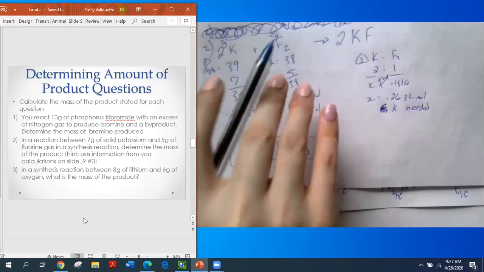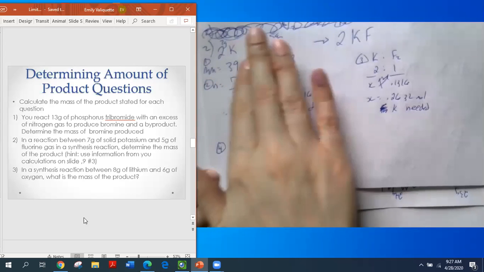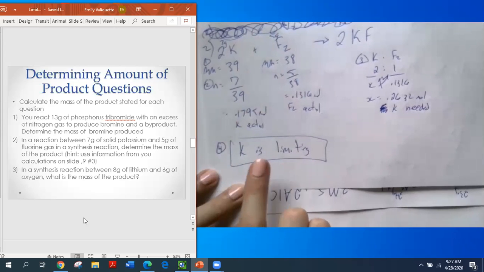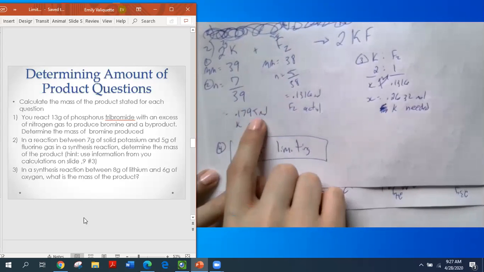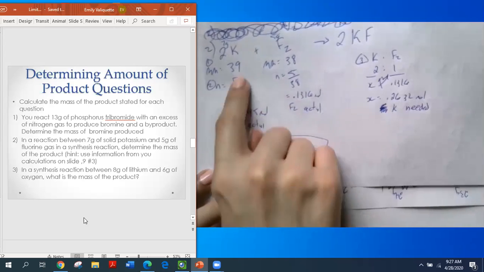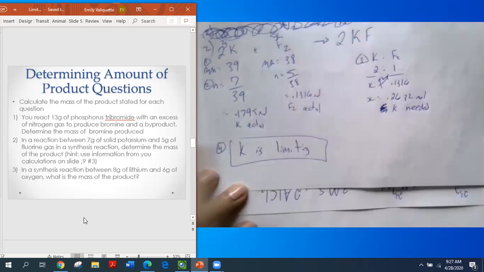So when you're doing these questions, when you're not told which reactant is limiting, you just follow these exact steps. Part 1 of determining the amount of products is to identify your limiting reagent. Once you have your limiting reagent, then you take the actual moles of that limiting reagent and plug it into a mole ratio between that reagent and your product.